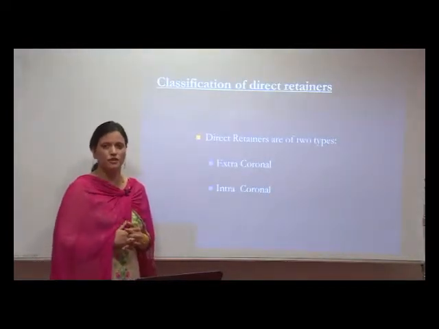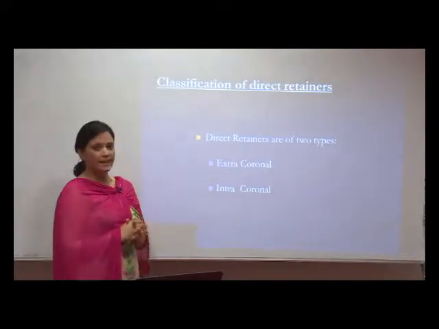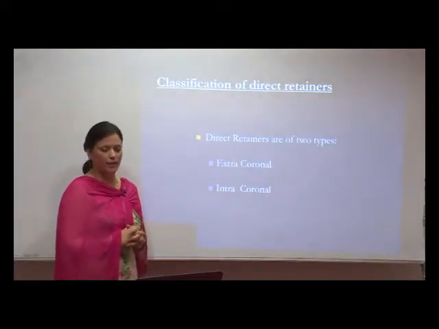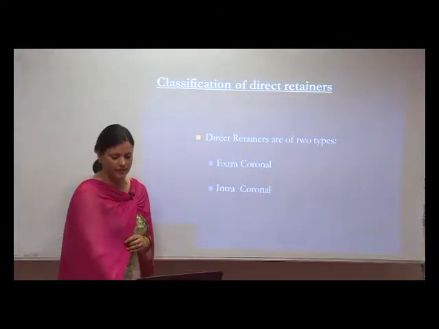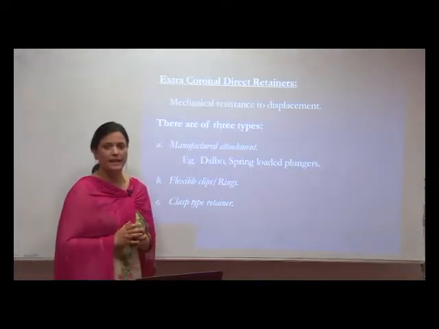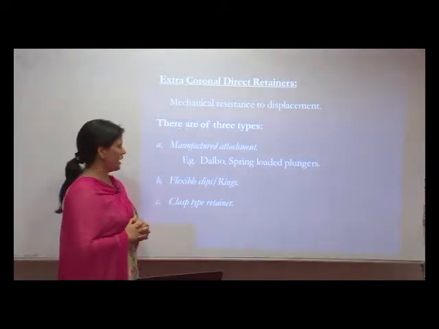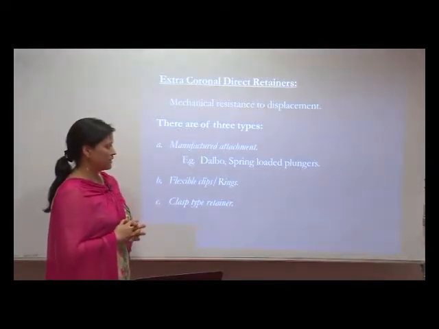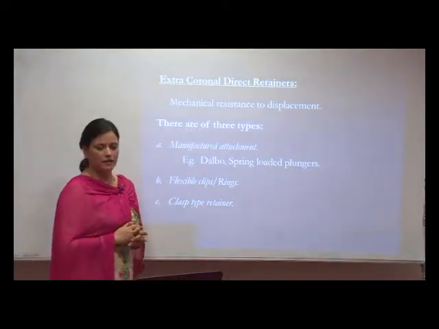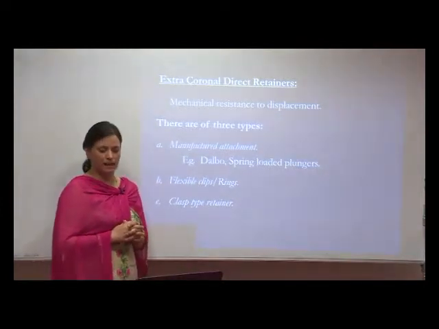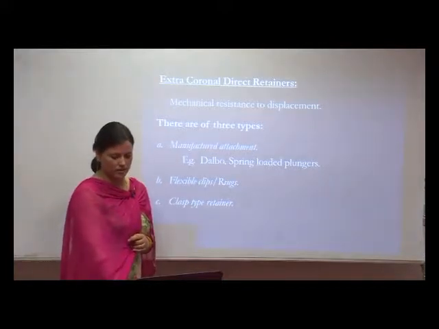Coming to the classification of direct retainers, the direct retainers can be classified into two types: extracoronal direct retainers and intracoronal direct retainers. In extracoronal direct retainers, we have manufactured attachment type, flexible clips type, and clasp type retainers. In manufactured, we have examples: Dalbo, spring loaded plungers.